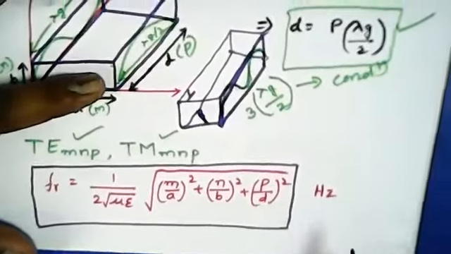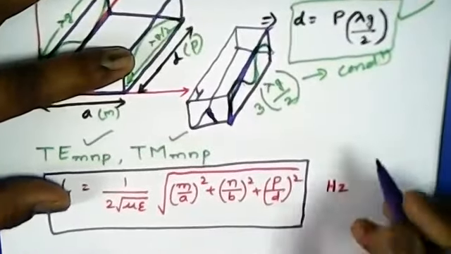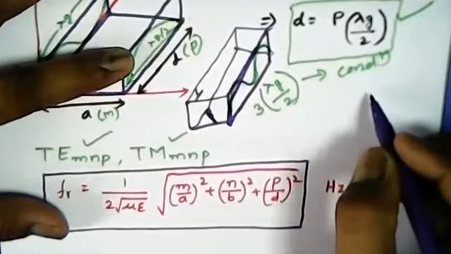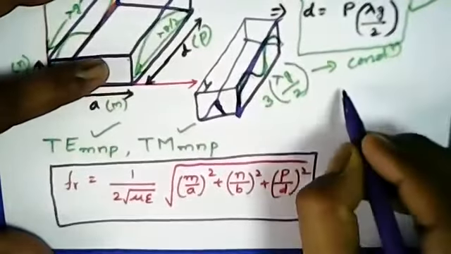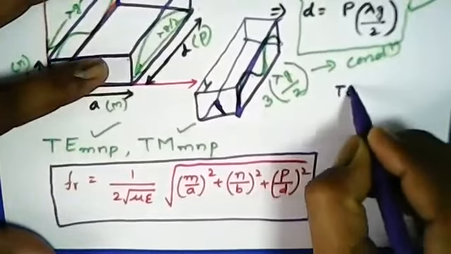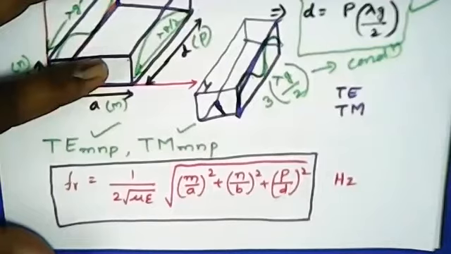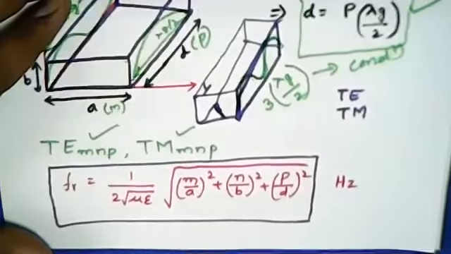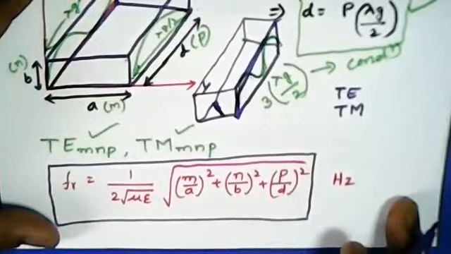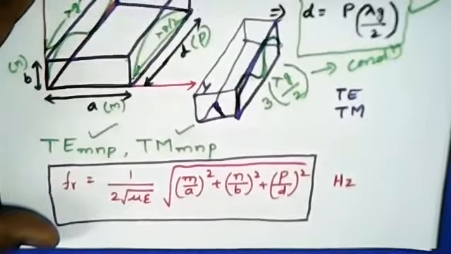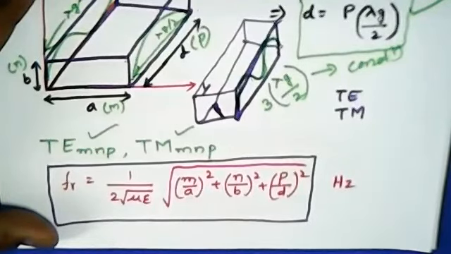Generally, what is the dominant mode in case of TE for rectangular waveguide? For rectangular waveguide, what is the dominant mode of TE and what is the dominant mode of TM? Please let me know.